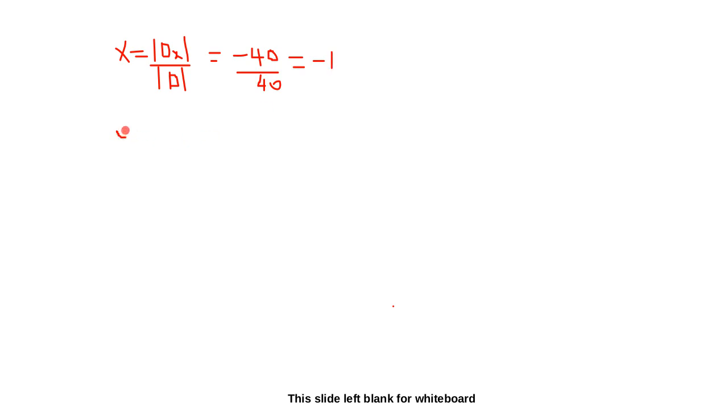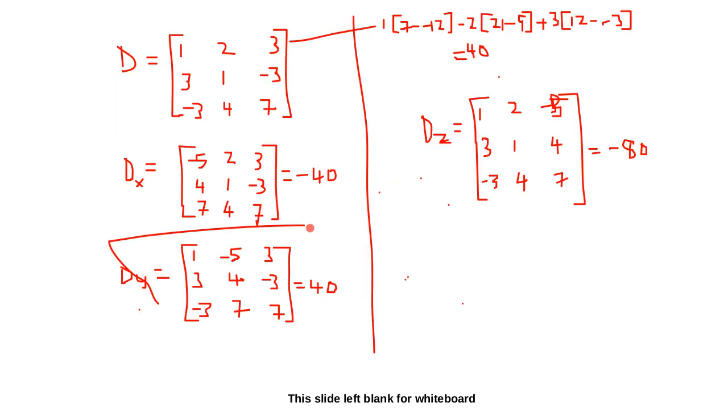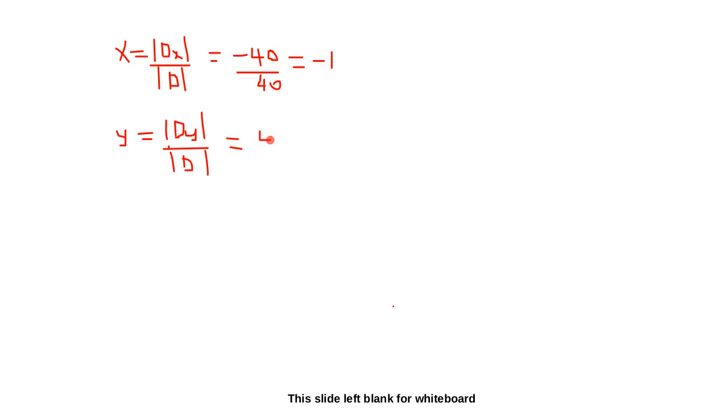Then we go to y. Y is given by dy divided by d. So if we go back to the other slide, dy is 40 again. So we'll have 40 divided by d, which is 40. So meaning that y will be 1.